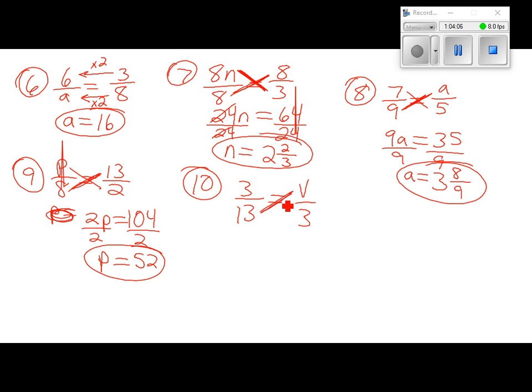Cross multiply. What's 13 times b give us? 13b. Cross multiply the other way. What's 3 times 3 give you? Divide both sides by 13. Is 13 going to go into 9 evenly? So just leave it 9 over 13.